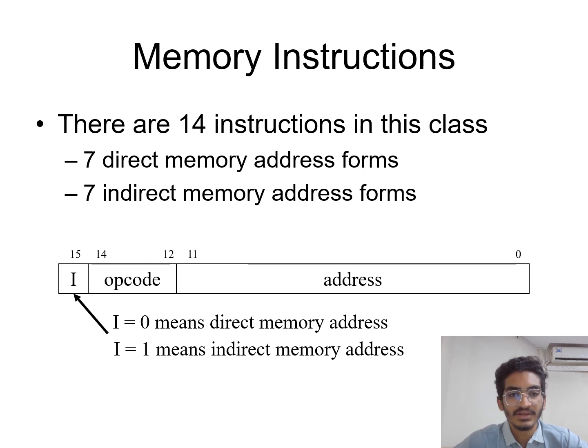Memory instructions. There are 14 instructions in this class: 7 direct memory address forms, 7 indirect memory address forms. Here is the figure of the instruction register in which bits 0 to 11 are the address, bits 12 to 14 are the opcode, and bit 15 is the I bit. I equals 0 means direct memory address and I equals 1 means indirect memory address.